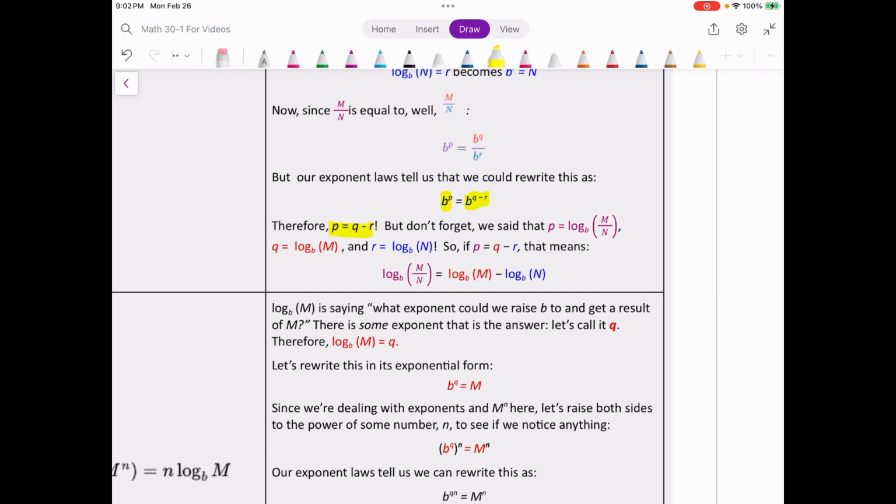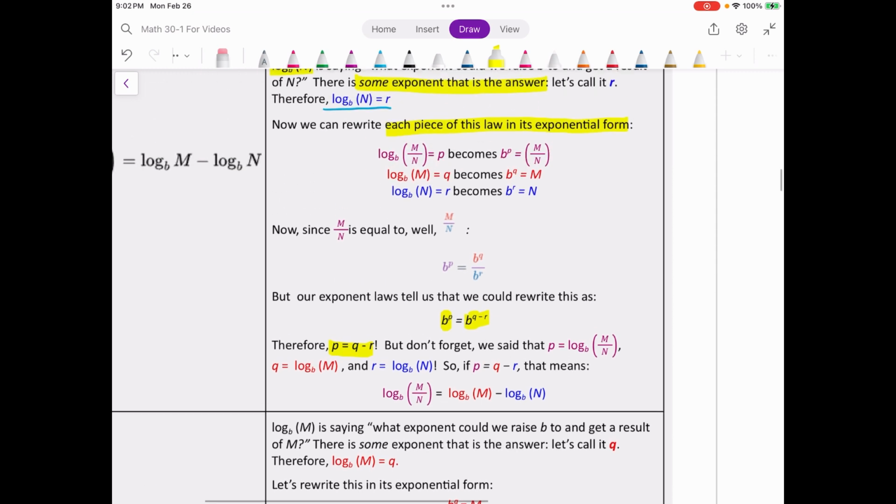But once again, don't forget, we said p is log base b of m over n. That's where this all started. And q is just log base b of m, and r is just log base b of n. So if we now know that p is equal to q minus r, that must mean that since p is log base b of m over n, it's equal to log base b of m minus log base b of n. And there we go.